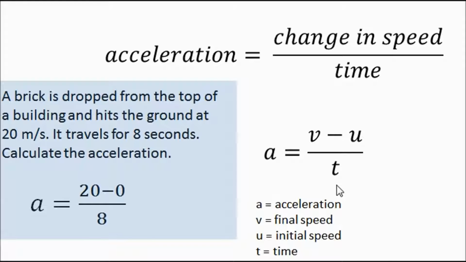Do we know t? Do we know the time it took? Yes, we do. It travels for 8 seconds. So it's 20 over 8. 8 into 20 goes 2.5. 2.5 meters per second squared. This means this brick got 2.5 meters per second faster every second.